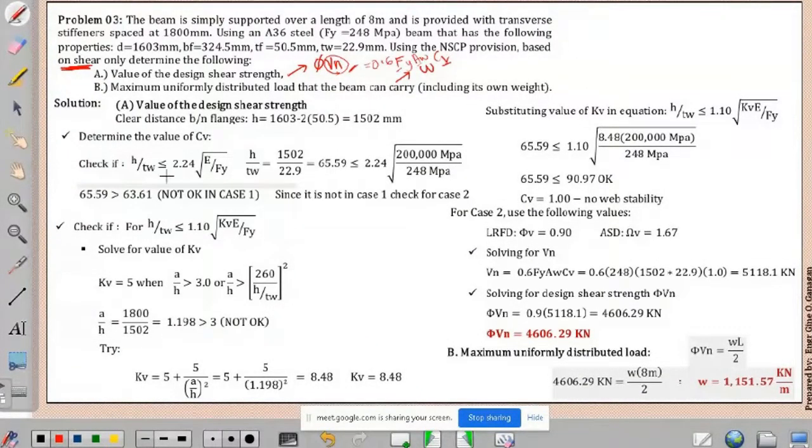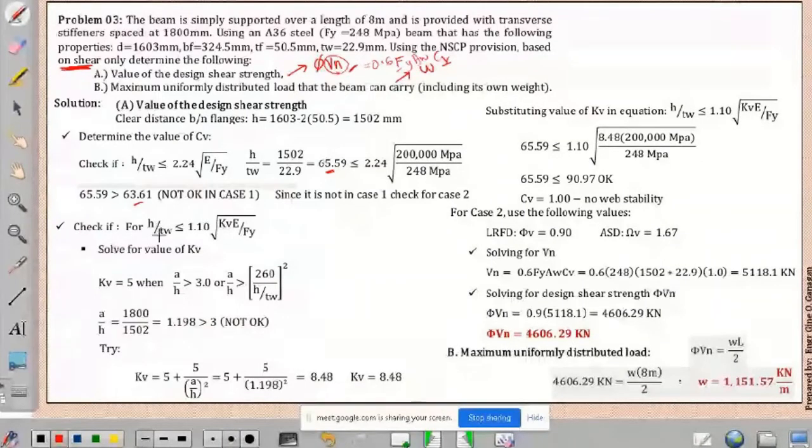So, for the case 1, we have to check if our width thickness ratio is less than or equal to 2.24 the square root of E over Fy. So yung width thickness ratio ko is 65.59, which is actually greater than yung condition natin, yung limit natin, which is equal to 63.61. So, yung condition ng beam natin sa shear, hindi siya pasok sa case 1, so i-check natin sa case 2.